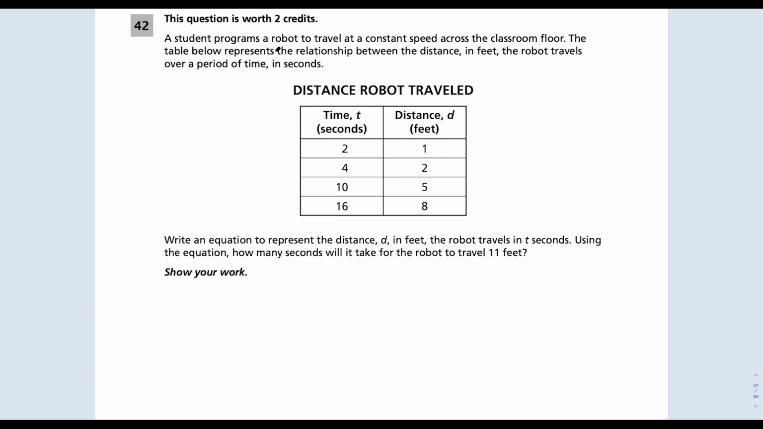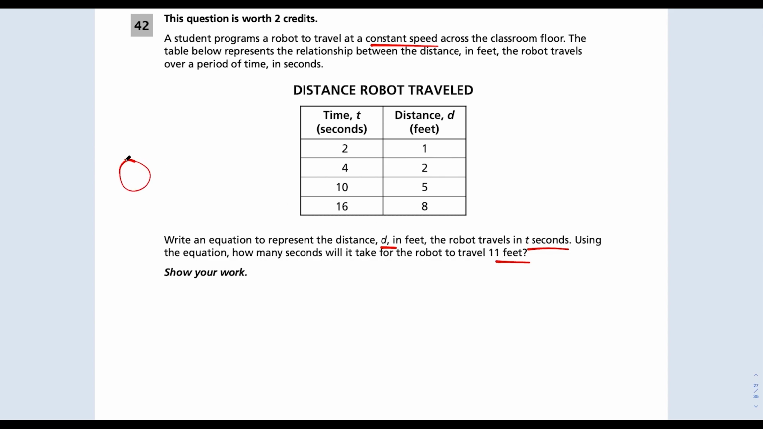So question 42, we have a student programming a robot, and it's traveling at constant speed across the classroom floor. The table below shows the relationship between the distance in feet the robot travels across the floor over a period of time in seconds. First we want to write an equation to represent the distance d in feet that the robot travels in t seconds. Then we're going to use this equation to see how many seconds it will take for the robot to travel 11 feet.